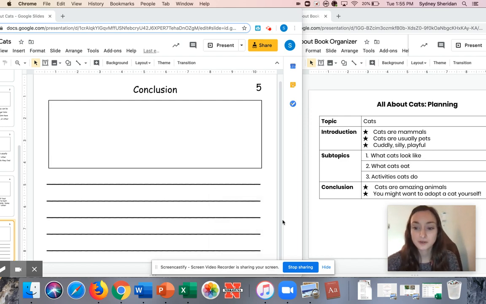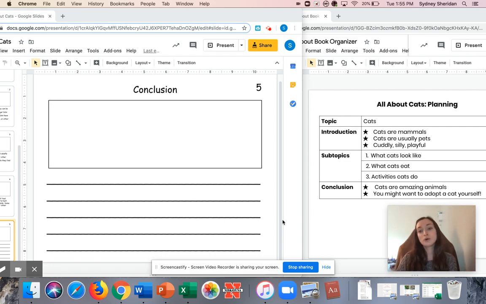Friends, last week we were working on writing our all about books. Remember, an all about book is a book that an author writes to share all of the facts they know about a topic. So it's a nonfiction book that shares information about one main topic, right?